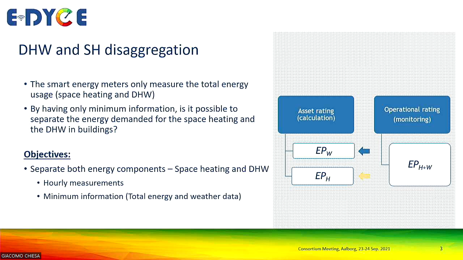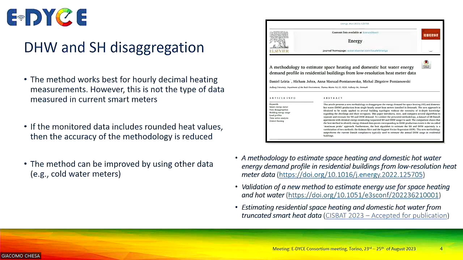So the idea here is that by having a minimum amount of information at hand, we should be developing a method that can allow us to split those values, so we can have monitored data for the space heating and for domestic hot water separated, so we can compare those with results of our simulations. And some of the work has been done within this area. We are not going to talk much about it. The references that describe the methodology are provided.